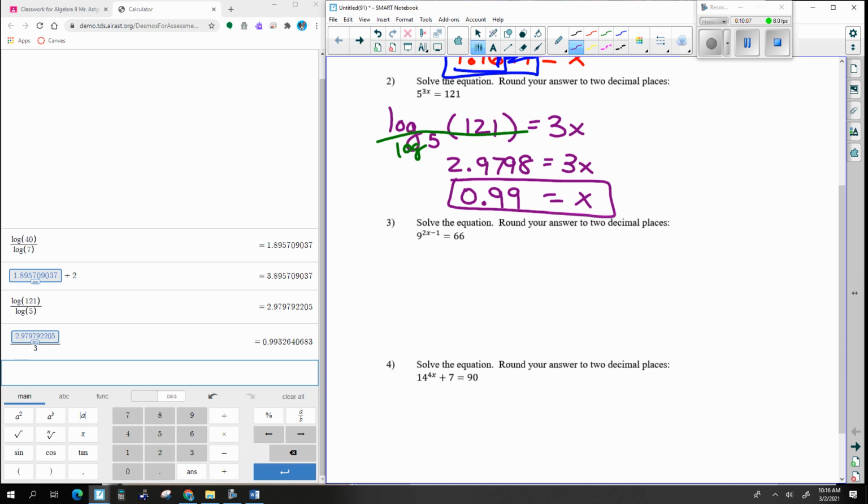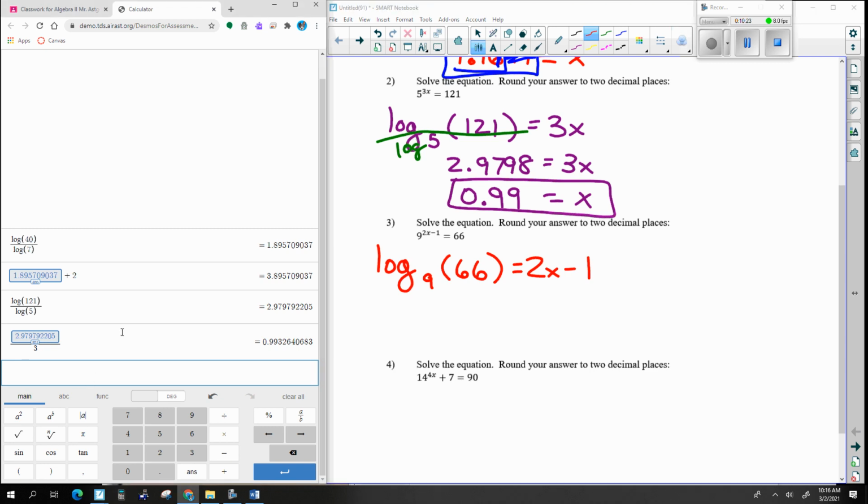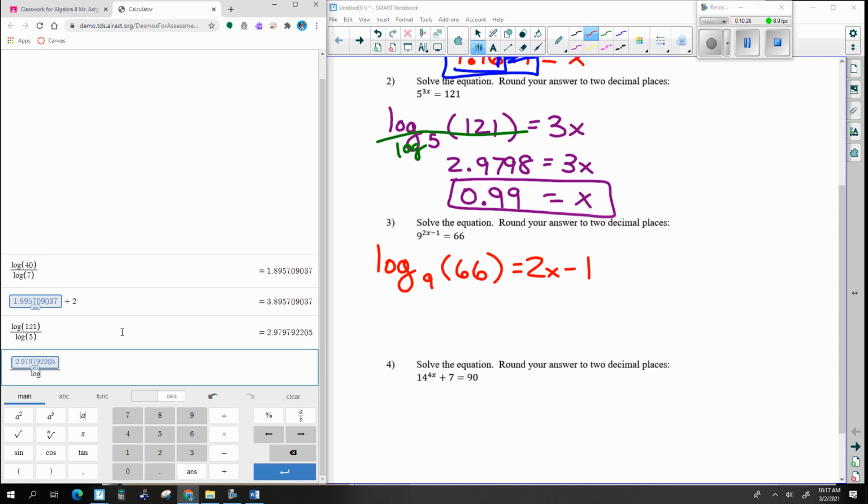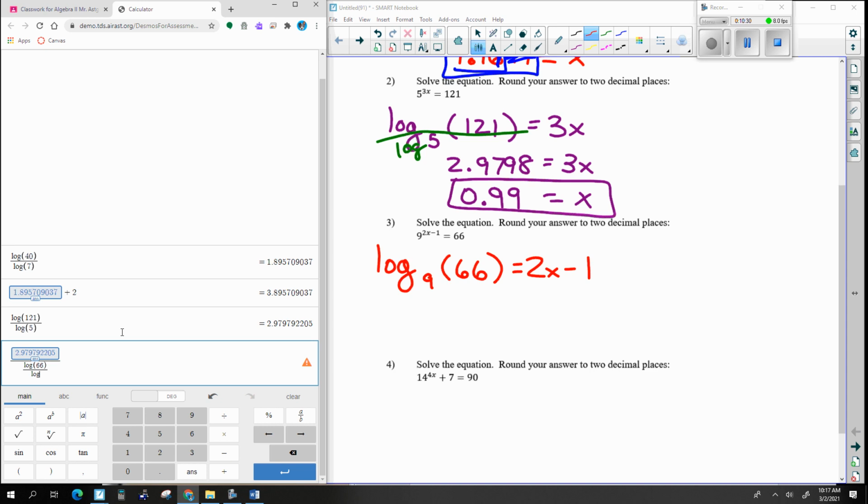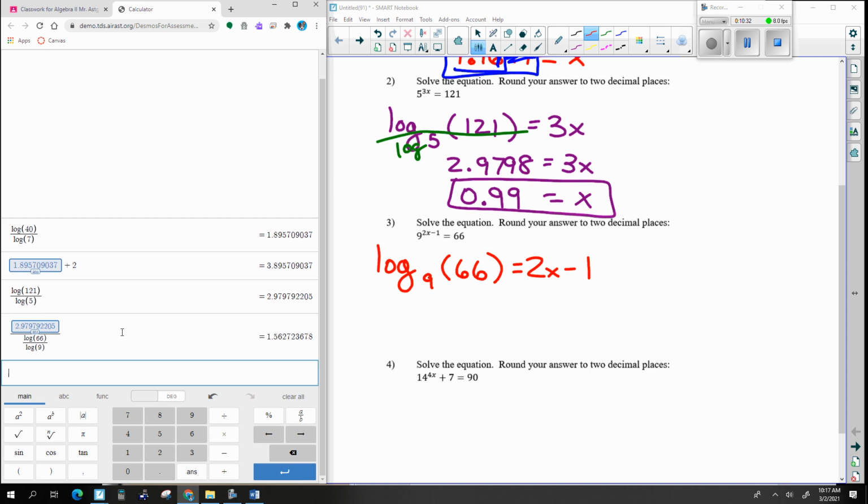And so here we go. Variable on one side. Go ahead, write it as a log. So this is log base 9. Everything switches sides. Okay, let's go ahead and figure that part of the problem out. Log 66 divided by log 9.